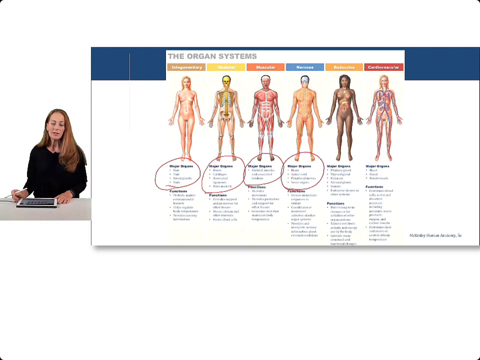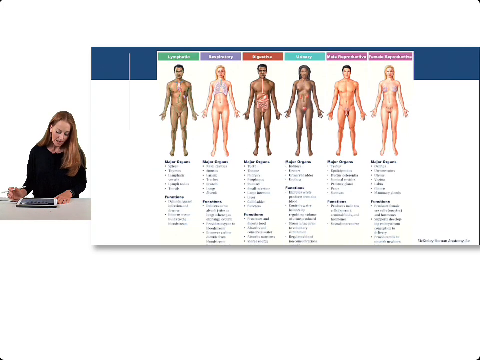The nervous system, which includes the brain and the spinal cord in the central nervous system, and the peripheral nervous system, which includes sensory organs. The endocrine or hormonal system, which includes the pituitary gland, the thyroid gland, the pancreas, adrenal glands, reproductive gonads, that's testes and ovaries, and then the endocrine tissues to other systems. Cardiovascular system, which is heart, blood, and blood vessels. Lymphatic system, which is spleen, thymus, lymphatic vessels, lymph nodes, tonsils.